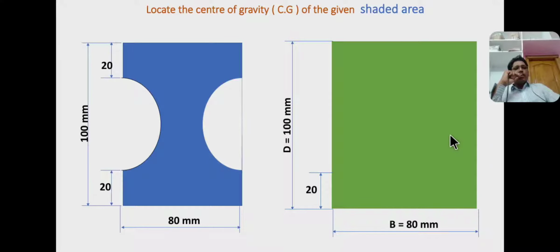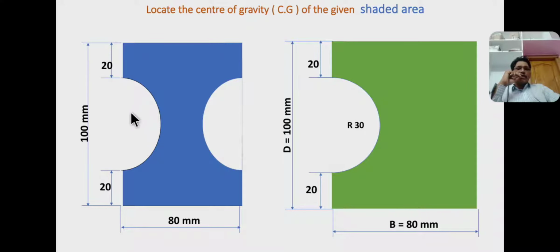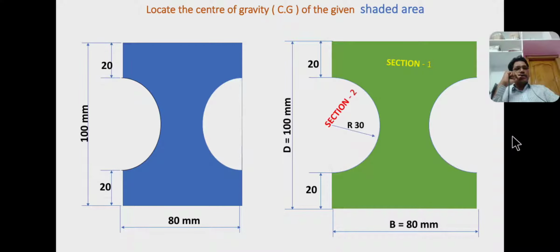Now I consider the second section, that is a semicircle. This left side semicircle is considered as section 2, having radius r equal to 30 mm, and this right side semicircle is considered as section 3, having the same radius r equal to 30 mm. Section 1 is a rectangle, section 2 is a left side semicircle, section 3 is a right side semicircle.